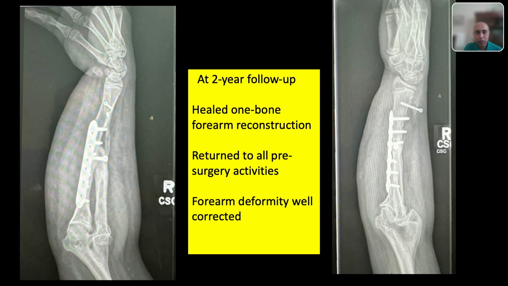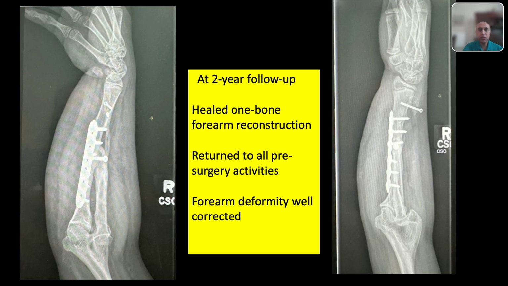Next slide, please. So we were able to correct her forearm deformity while maintaining elbow and wrist range of motion. And then she healed pretty much nicely. This is a follow-up at 2 years, and she's functioning well at this point.